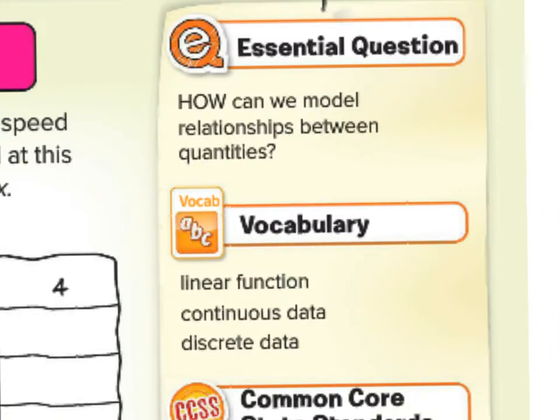As we've done with the other lessons in chapter 4, we will continue to address the question, how can we model relationships between quantities? And we will address the following expressions or vocabulary: linear function, continuous data, and discrete data.